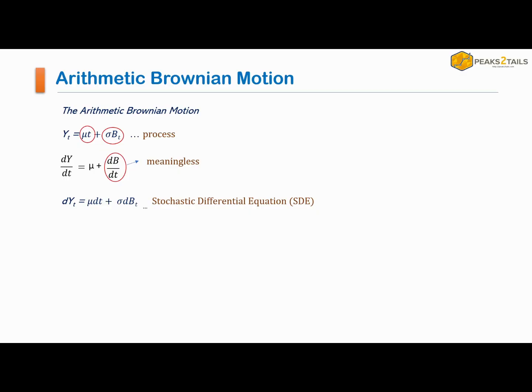The original process Yt equal to mu t plus sigma Bt is the process or the solution, you might think like that. And this equation dYt is equal to mu dt plus sigma dBt is the stochastic differential equation. And as we mentioned, mu dt is the deterministic part of the equation, and sigma dBt is the stochastic part or the random part of the equation.